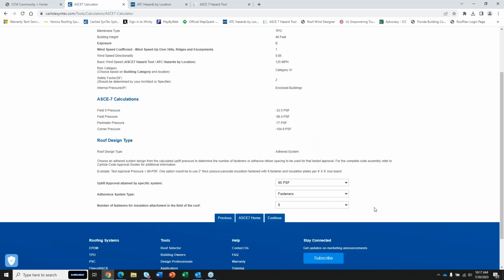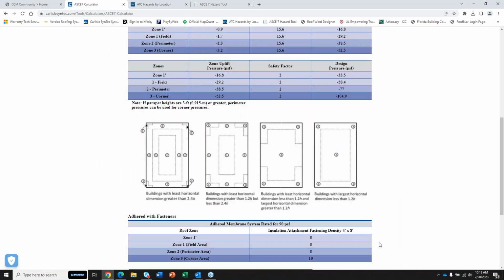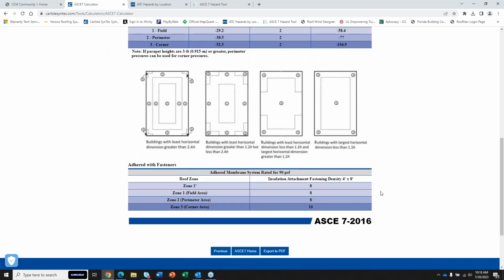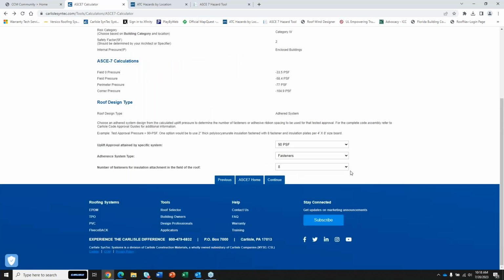But the calculator will calculate and extrapolate the number of fasteners and plates that would be necessary to compensate for those additional pressures. This is following the ANSI SPRI WD1 extrapolation method, or you could look at the RAS 117 document, which does the same thing. So there are 2 published documents that are out there that support this. Again, this is not following Factory Mutual and their enhancements. If the building was insured by FM, you would have to follow their guidance.